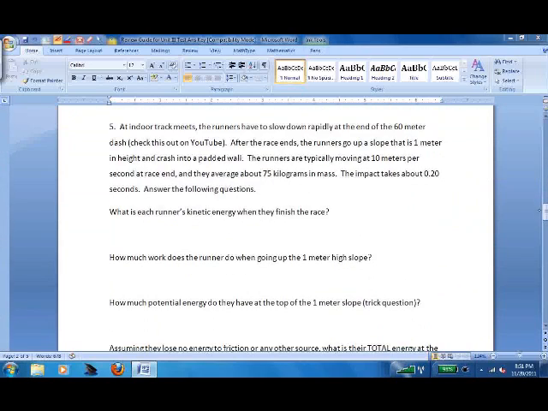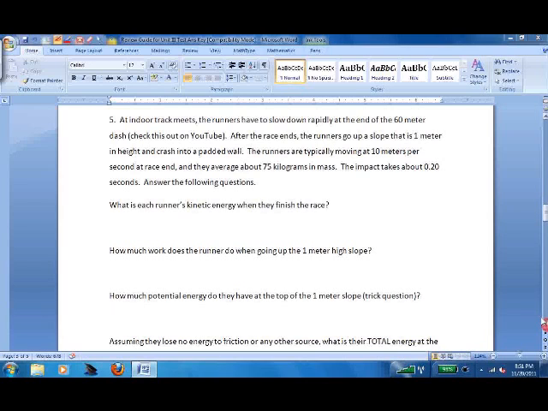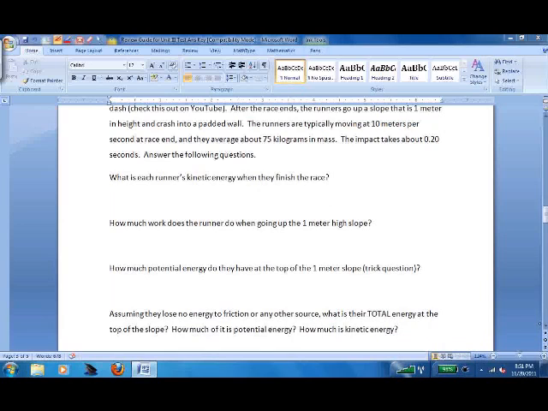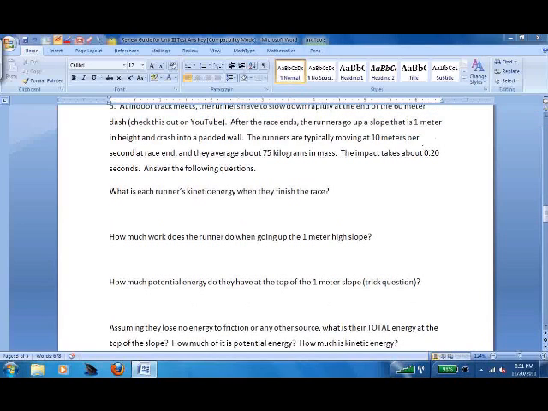Here's a great problem to look at. And I gave you some data to work with. I have to climb a hill at the end that's 1 meter high. Let's assume they're moving at 10 meters per second and that they average about 75 kilograms. These sprinters are not small people. Impact takes about 0.20 seconds. So what's their kinetic energy when they finish the race?